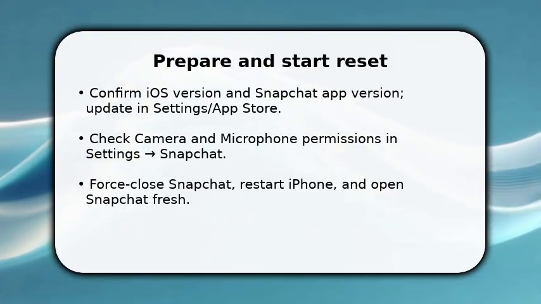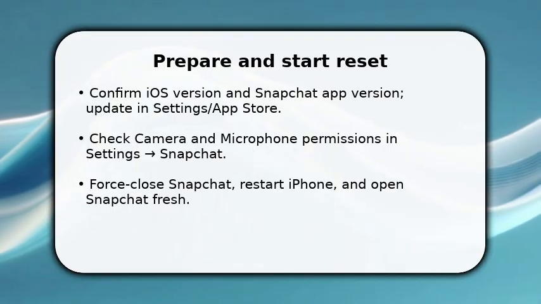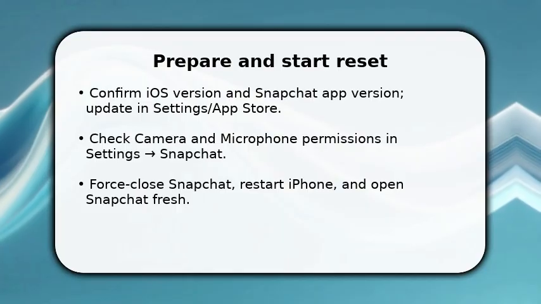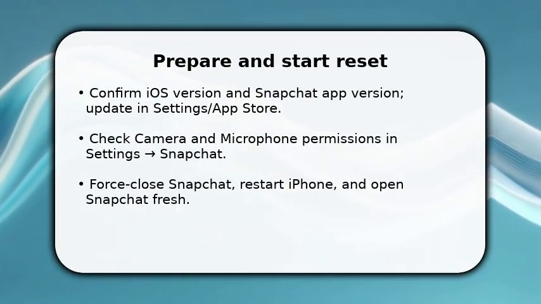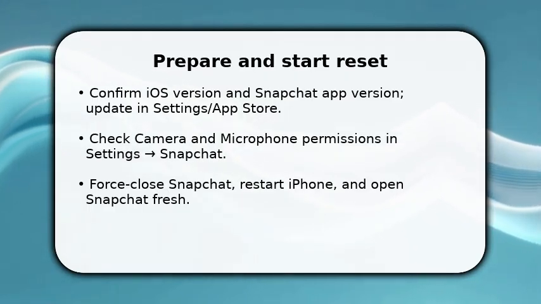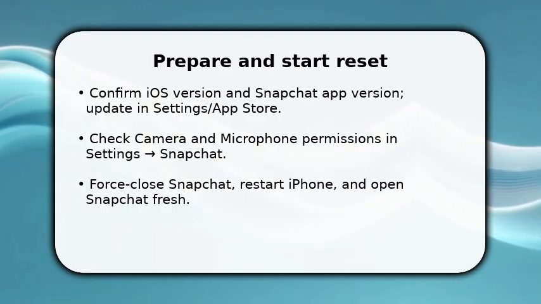You'll begin by updating and checking permissions so the camera can be accessed. First, update iOS and Snapchat to the latest releases. This fixes many compatibility bugs. Next, go to Settings, Snapchat, and enable camera and microphone. If denied, the app can't use the lens.